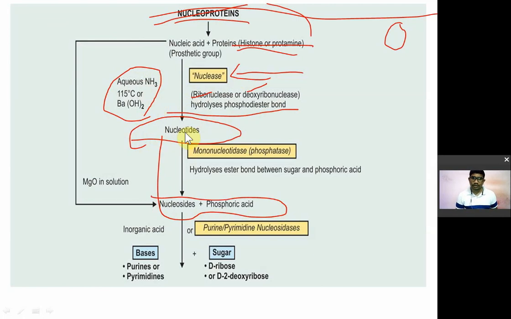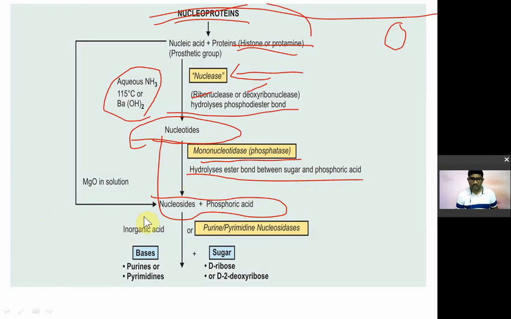So how you can hydrolyze this nucleotides? तो इसको हाइड्रोलाइसिस करने के लिए कौन लगेगा? इसको लगेगा मोनोन्यूक्लियोटाइडेज. ओके, मोनोन्यूक्लियोटिडेज या फिर फॉस्फेटेज. So they will digest nucleotides. They will hydrolyze the ester bond present between sugar and phosphoric acid. So sugar will be released, phosphoric acid will be released, and only nitrogenous base plus sugar will be released. That is known as a nucleosides.